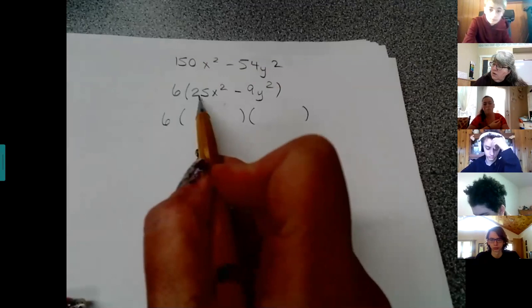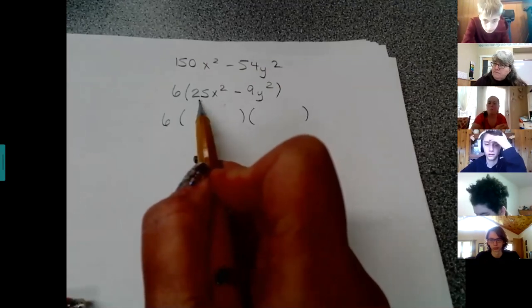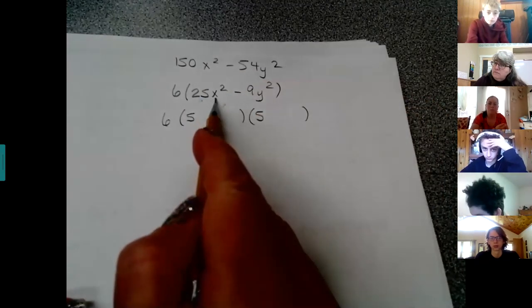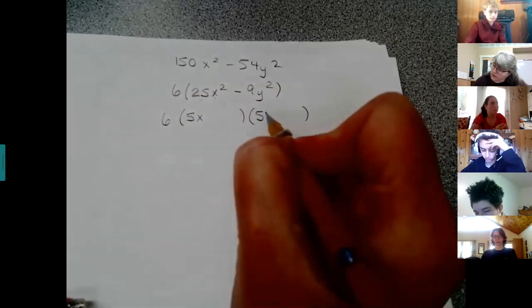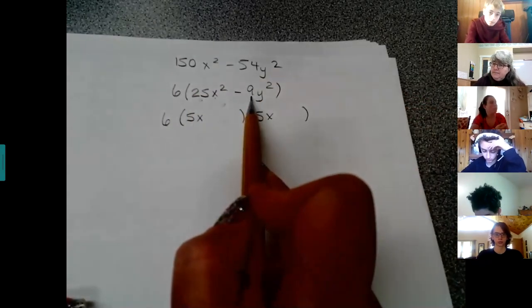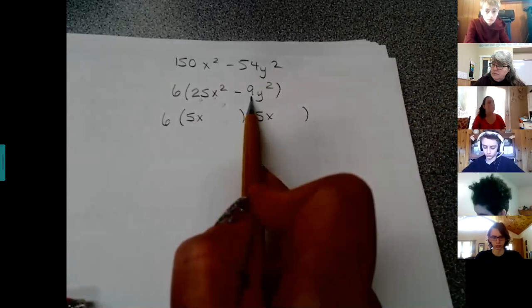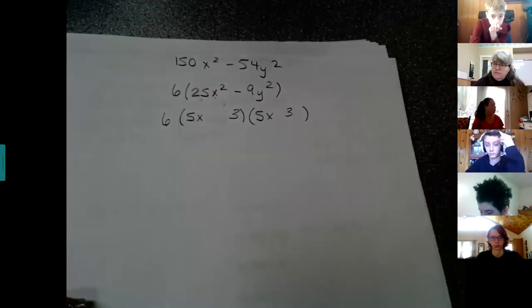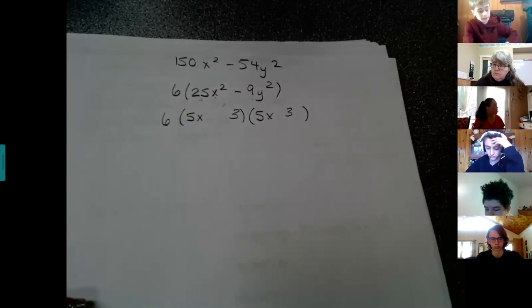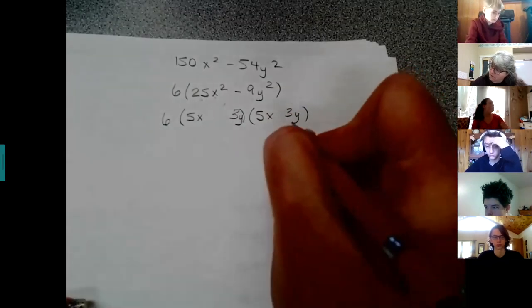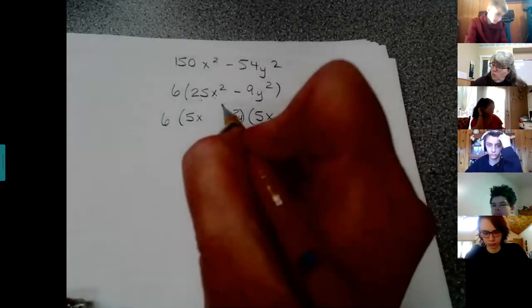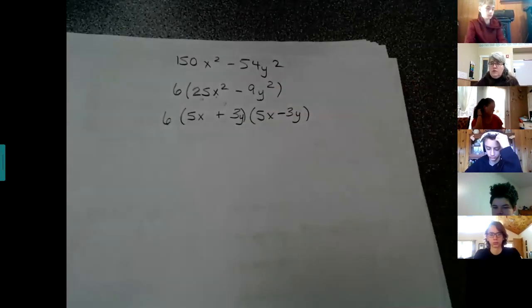So, Grayson, what times what gives you 25? 5. Okay. What times what gives you x squared? X. Okay. Logan, your turn. What times what gives me 9? Yep. And then what times what gives me y squared? Yeah, y and a y. And then what goes in the middle between these two? Minus and plus. 1 plus and 1 minus, and it doesn't matter which one comes first.